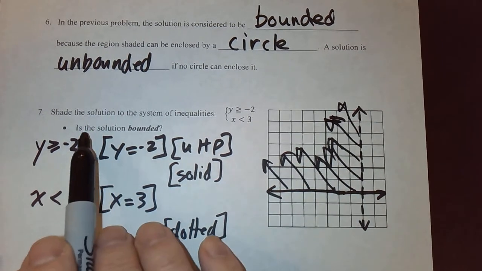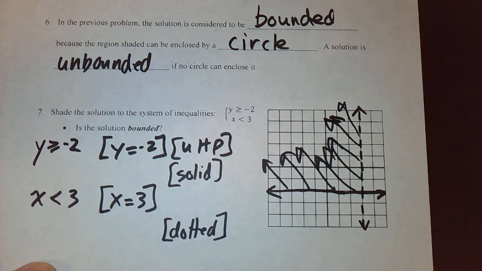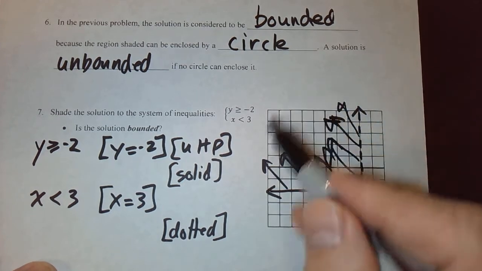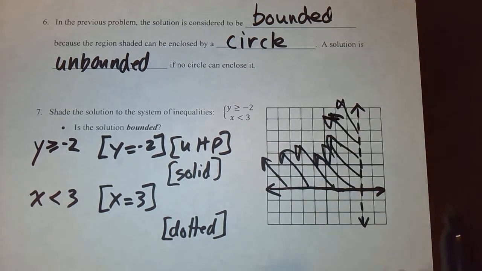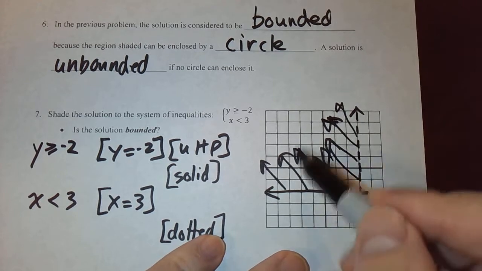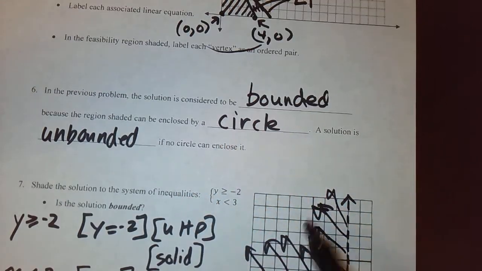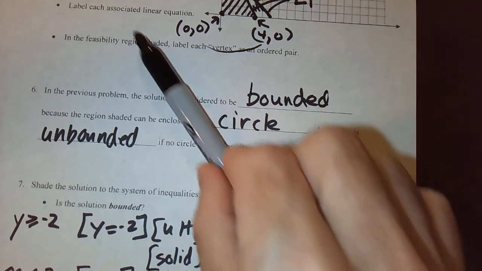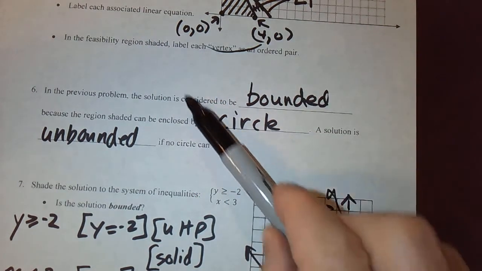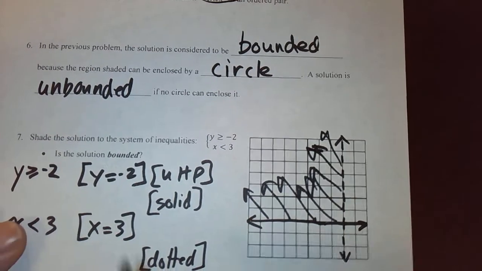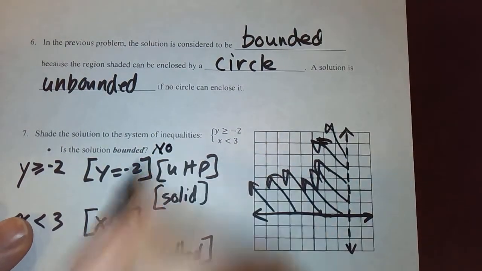And then the question says, is the solution bounded? This is our solution, or the feasibility set. It is absolutely not bounded because it's got arrows here. You could not draw a circle big enough, because these arrows will go all the way through the circle. This is an unbounded region. So no, it is not bounded.